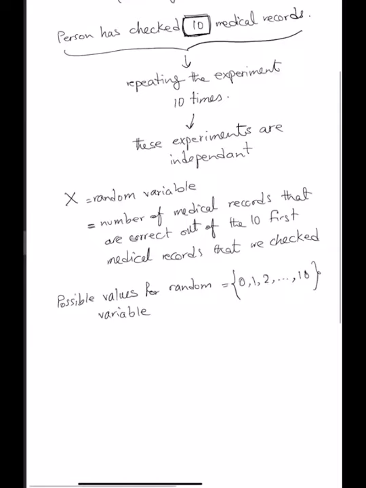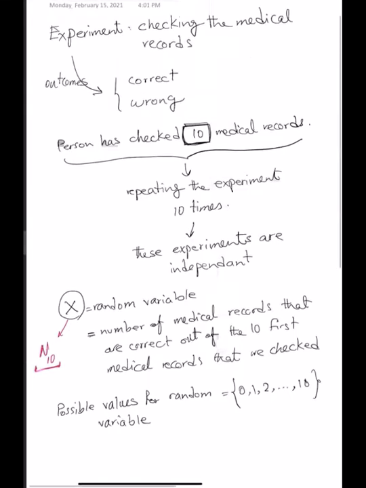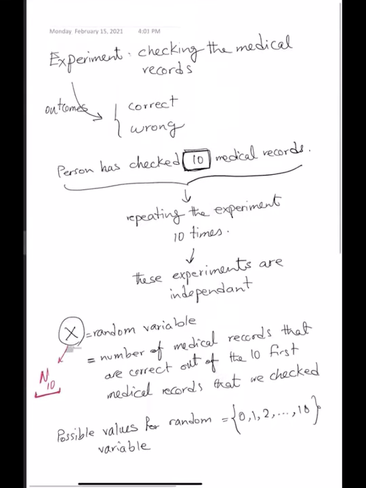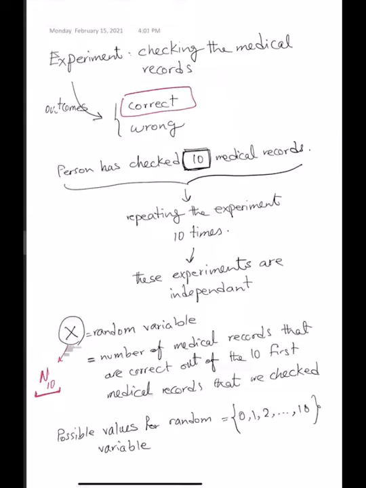The notation that is used in the videos for this random variable x is N10. That's usually the notation used in the videos. So N10 shows, out of these 10 experiments that we have run, the number of experiments that have led to success. And in this problem, success is defined as the medical record being correct.